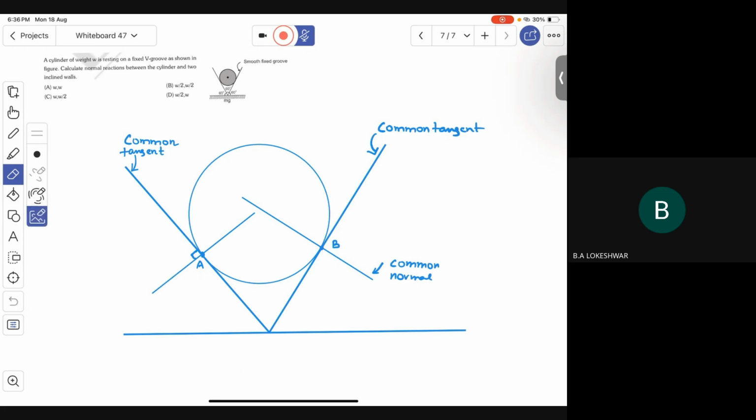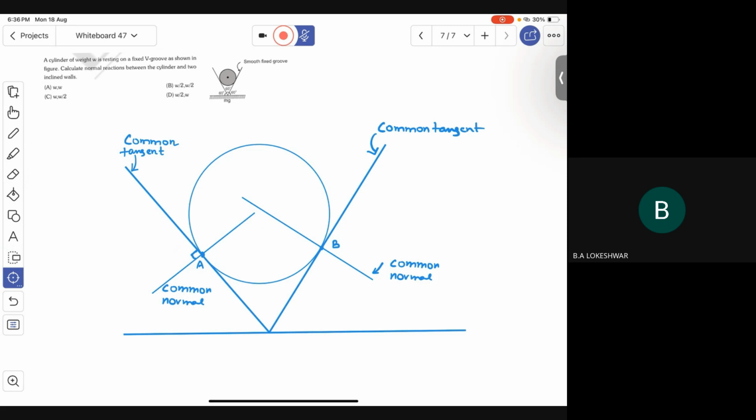Before I draw the ABD, you draw that ABD in your head. At the contact at A, how will the normal contact force act? It will be passing through the common normal. But how will it be acting? Pushing this sphere away from the surface.